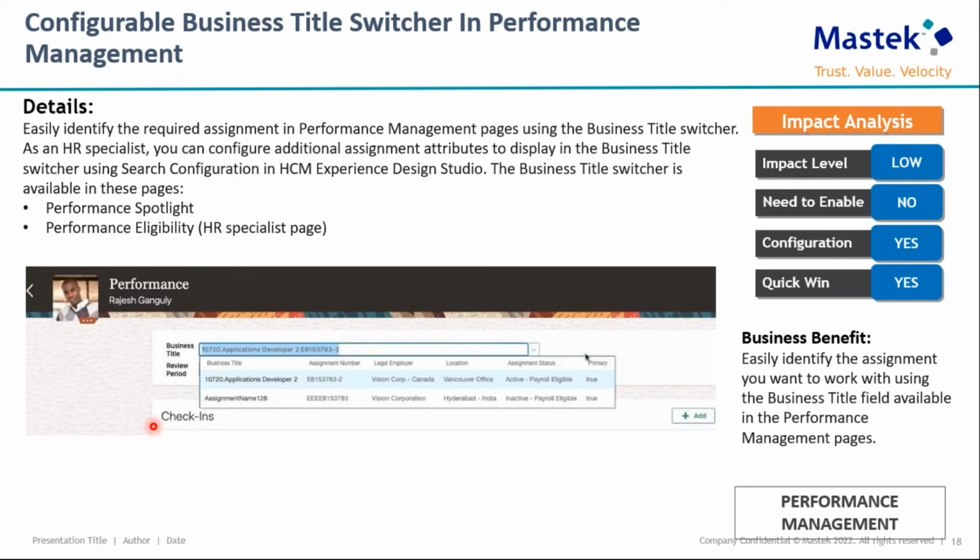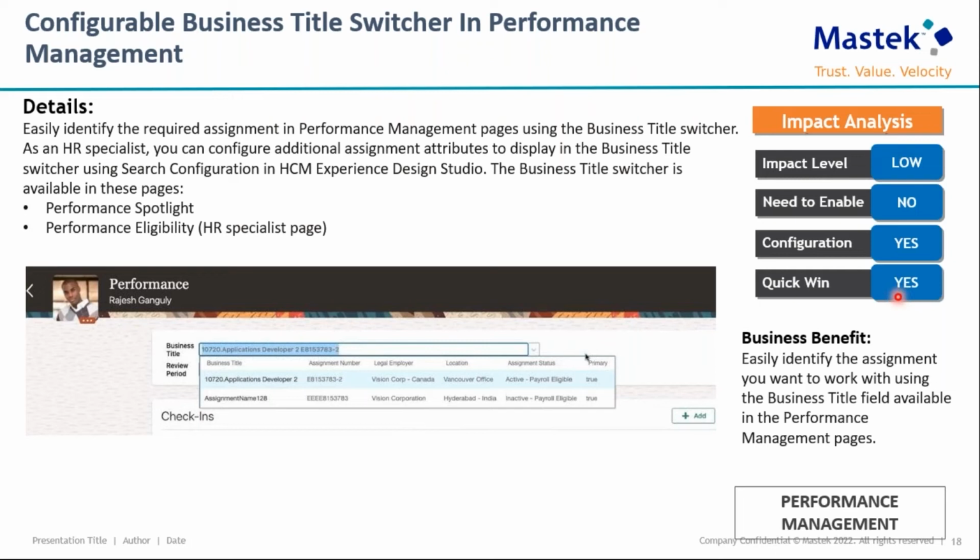So now what Oracle has done is it has allowed us to enable those additional assignment features like the assignment number or the location, the assignment status, and so on. So when the line manager is on that page, in those cases wherein there could be multiple assignments for the employee, the line manager has enough information to select the right assignment for which he wants to do the performance evaluation. This would need configuration from your HCM Design Studio. Hence, the configuration is marked as yes. It will not take a lot of time to do that configuration. Hence, we are marking this as a quick win.